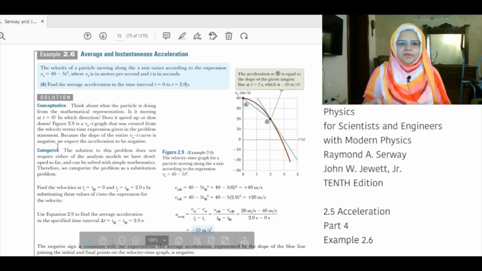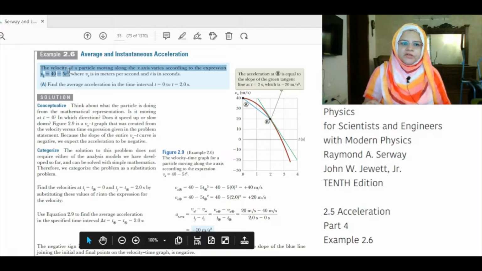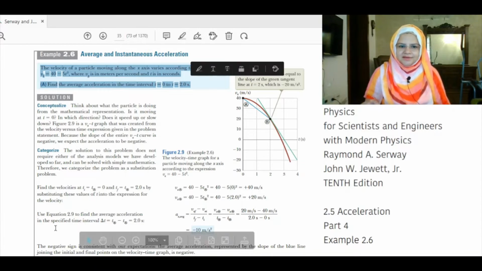The velocity of the particle moving along the x-axis varies according to the expression Vx is equal to 40 minus 5t square, where Vx is in meter per second and t is in seconds. Part A, find the average acceleration in the time interval t is equal to 0 to t is equal to 2 seconds.